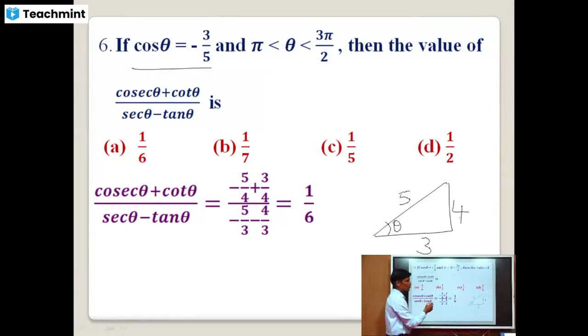Cot theta is equal to 3 by 4, and it is positive in the third quadrant. Secant theta is equal to 1 by cos theta, that is equal to 5 by 3, and it is negative in the third quadrant. And minus tan theta, tan theta is equal to 4 by 3, and it is positive in the third quadrant. Therefore, by taking LCM here, 4 LCM, (minus 5 plus 3) divided by (minus 5 minus 4), we will get 1 by 6. That is answer number A.